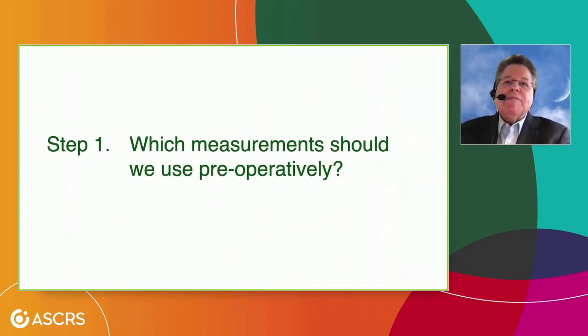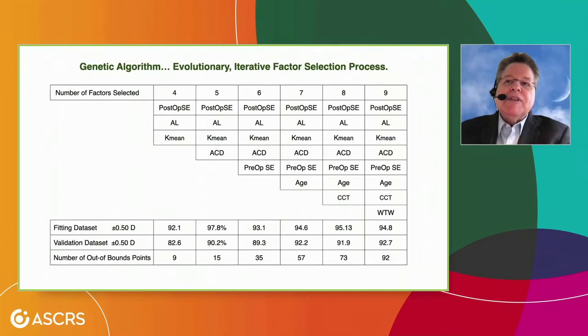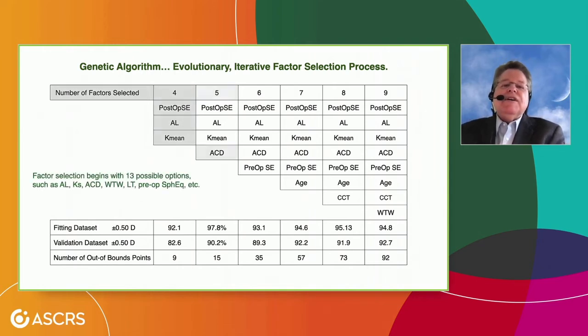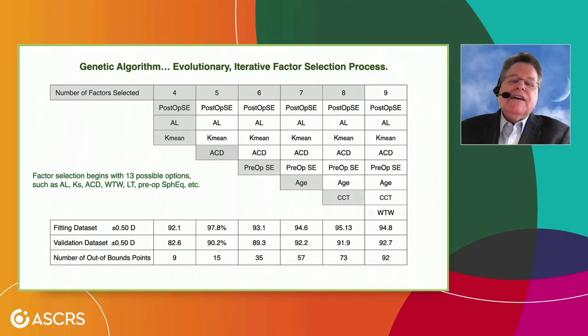So first step is, what do we use? Do we use the patient's zodiac sign, mother's maiden name, favorite dessert, axial length, central corneal power, anterior chamber depth? We came up with 13 different measurements that we thought were useful, including pupil size, 6 millimeter spherical aberration, white to white, et cetera, et cetera. And we used an evolutionary genetic algorithm to do this.